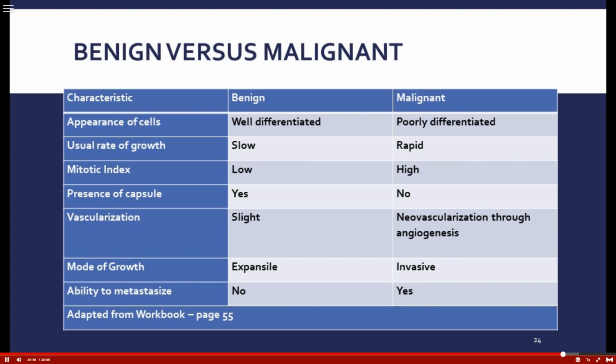Vascularization: a little bit, slight, with the benign because they do have to have that blood supply to continue to grow, even if it is slowly. But look at the malignant. This is just bizarre. Neovascularization, neo means new. They have the capability of making their own vascular system. Kind of scary stuff. Mode of growth: expansile versus malignant, invasive. When we talked about metastasis, which is the next thing, yes, absolutely, malignant can be metastasized.